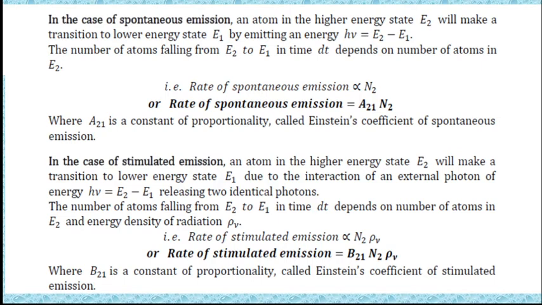For spontaneous emission, the rate depends only on the number of atoms. For stimulated processes, either absorption or emission, in addition to the number of atoms, it also depends on the energy density. Therefore, the rate of stimulated emission is equal to B21 N2 rho nu. Again, B21 is a proportionality constant called Einstein's coefficient of stimulated emission. 21 represents transition from higher level to lower level, that is from level 2 to level 1. B represents stimulated, and it is the probability of stimulated emission.